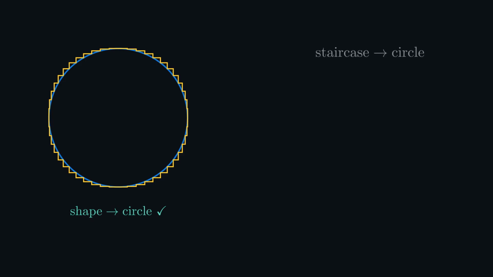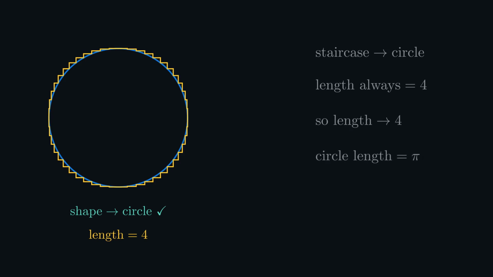Pick any tiny distance, and after enough folds, every point of the staircase is within that distance of the circle. Mathematicians would say the staircase converges to the circle. Meanwhile, the length of the staircase is 4, 4, 4, 4 forever. It never budges. So if the shapes are becoming the circle, their lengths should become the circle's length. The lengths are all 4. Therefore, the circle's perimeter is 4, and the circle's perimeter is pi. So pi equals 4. There it is.